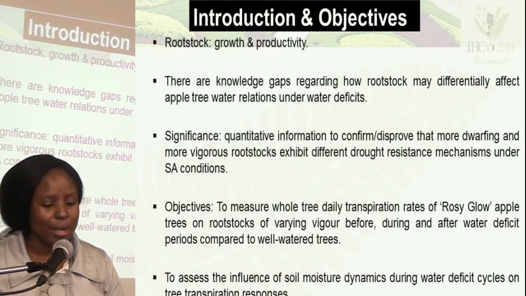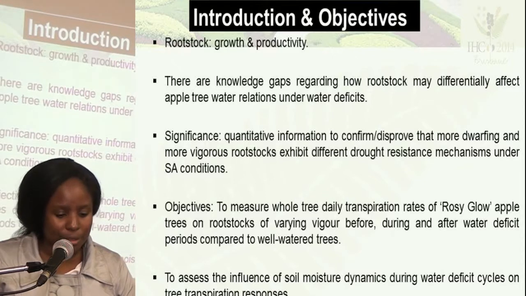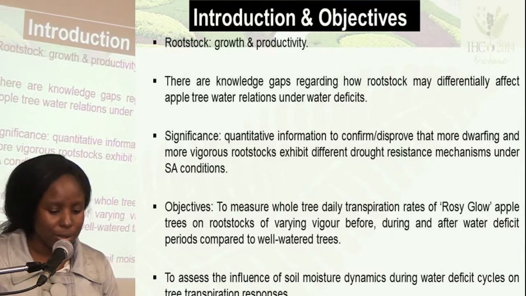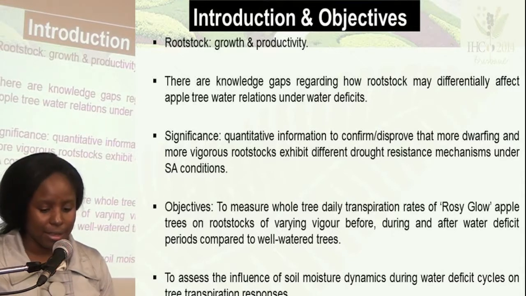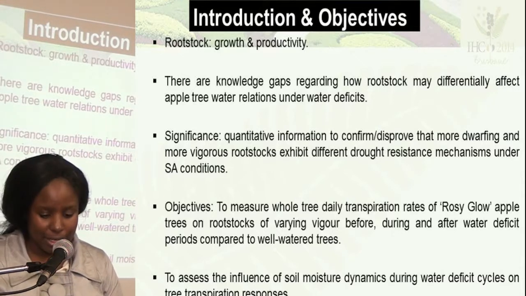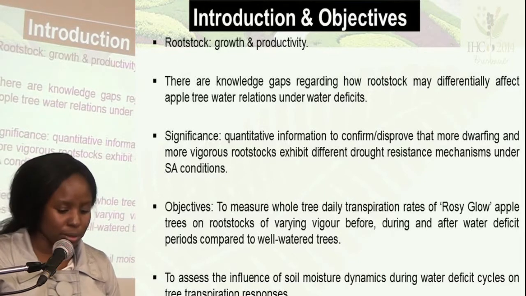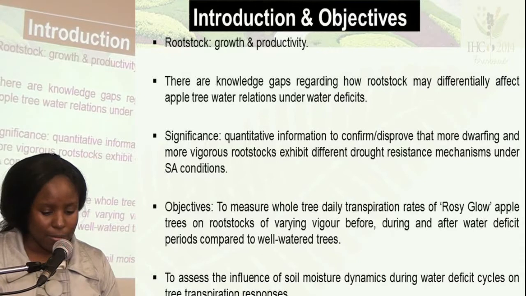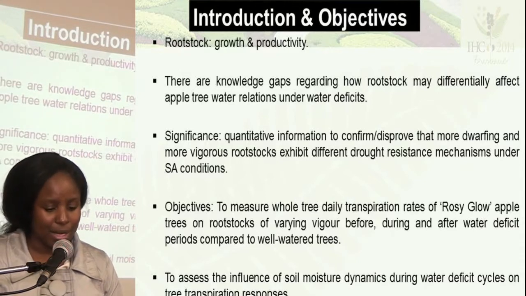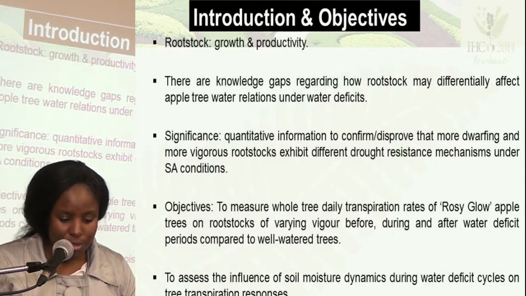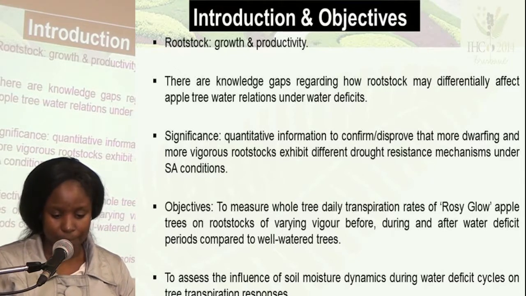I'm going to look at two main objectives, which are to measure whole tree transpiration rates of Rosy Glow apple trees on rootstocks of varying vigor before, during, and after water deficit periods compared to well-watered trees, and also to assess the influence of soil moisture dynamics during water deficit cycles on tree transpiration responses.